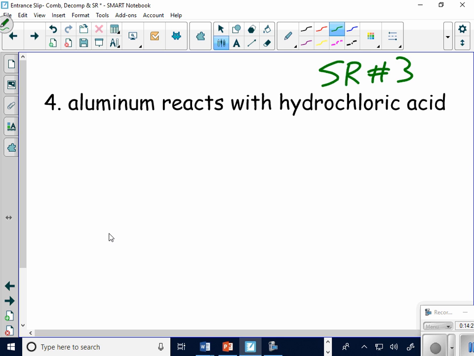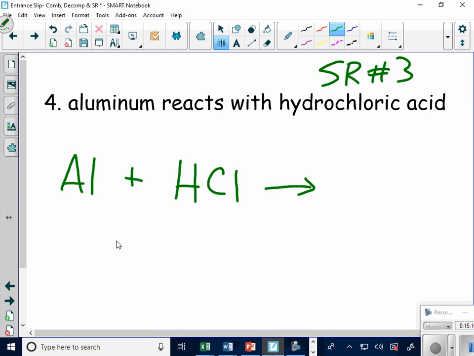Number 3. Now, this one brings in something a little bit new, because I need to check my activity series. I need to check to see if aluminum will indeed replace hydrogen. So, aluminum plus hydrochloric acid, single replacement 3, acid rule number 1. So I'm dealing with HCl, hydrochloric acid. Now, who's got their activity series handy? Will aluminum replace hydrogen? Ethan says yes, it's above the line. So, I am going to get a new salt.